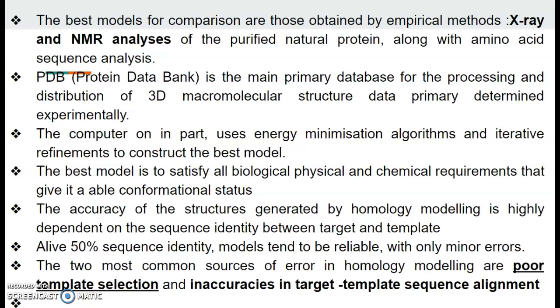And PDB, we already saw, the Protein Data Bank is the main primary database for the processing and distribution of three-dimensional structures which have been experimentally determined. So they already have a collection of three-dimensional molecular structures.